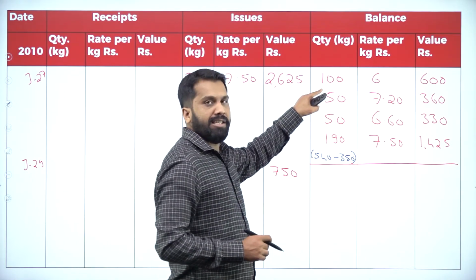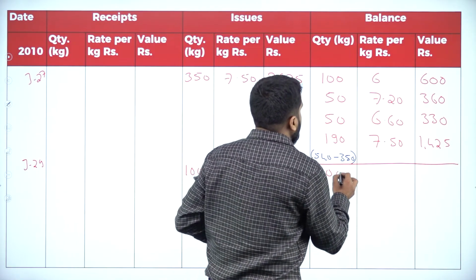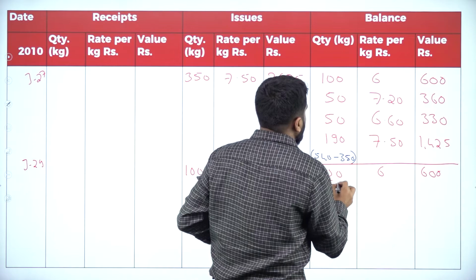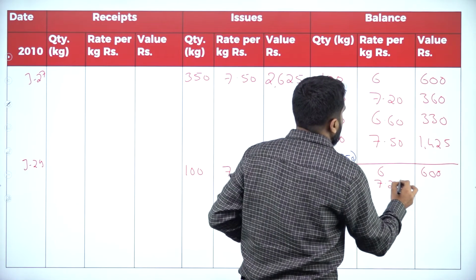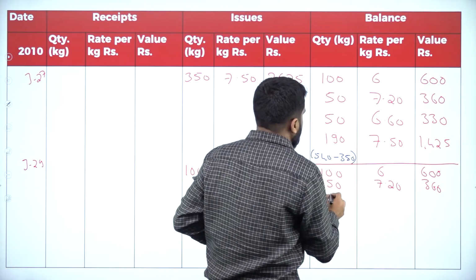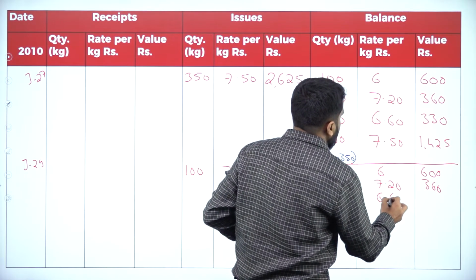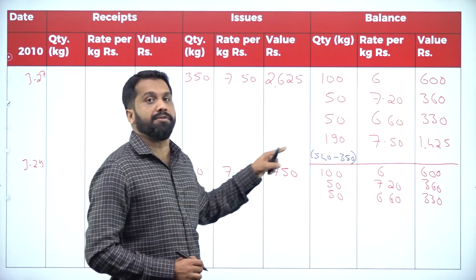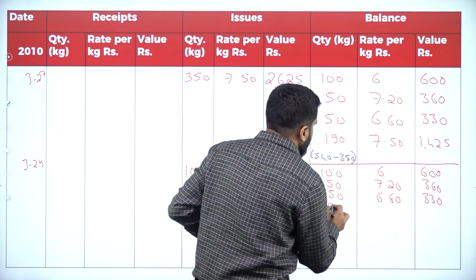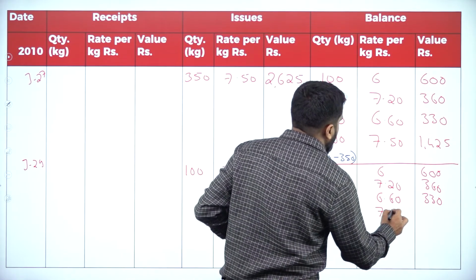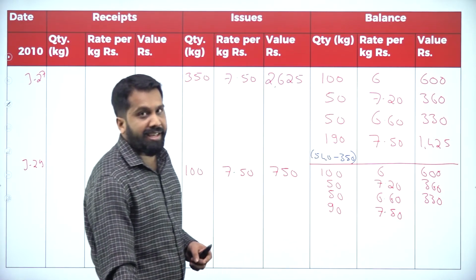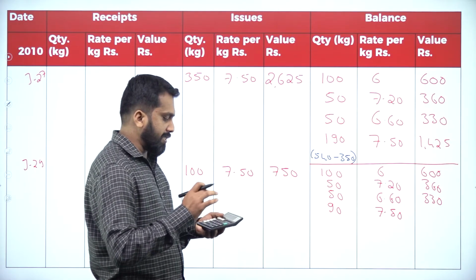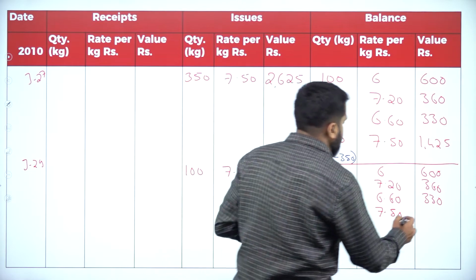Have we used this one? No. This will be the same: 100, 6 and 600. Do we use this one? No. 50, 7.20, so 360. Have we used? No. 50, 6.60, 330. Now, out of 190, we have used 100. What is the balance? 90. So, it will be 7.50. So, we'll see how much it is. 90 multiplied with 7.50, it is 675.